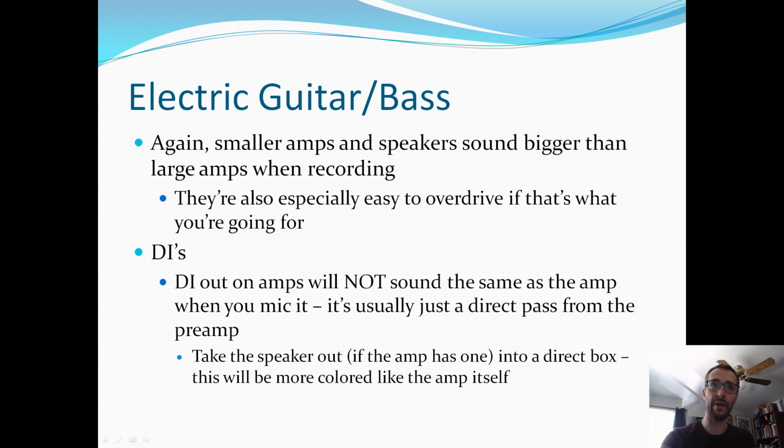For DIs, for electric guitar or bass, the DI out on amps will not sound the same as the amp when you mic it. This is because it's a direct pass from the preamp, and it's not actually going through the speaker at all. So ideally, if there is a speaker out on the back of the amp, take that into a direct box, because instead of just a direct pass from the preamp, it's going from the preamp into the speaker coil and then out from there. And this will be more colored and sound similar to the amp itself, but you run that through a DI box and you'll get a very clean signal.